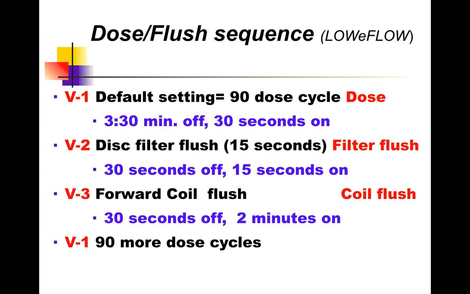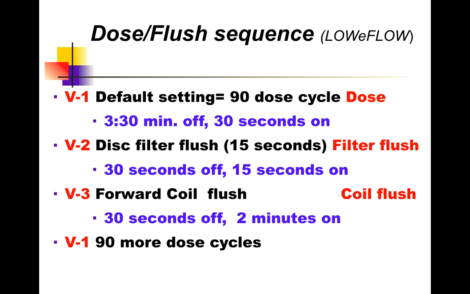The sequencing: there are really what we call 3 valve functions, and I labeled them V1, V2, and V3. V1 is our dose to the low flow, and it's preset already from the factory: 30 seconds off and 30 seconds on. That'll just happen, back and forth, on, off, 90 times. The 91st time, it'll go to the V2 function, which will back flush the disc filter. It'll be a short 30-second rest, and it'll come on for 15 seconds, back flush that disc filter, and then we'll go to the V3 function.